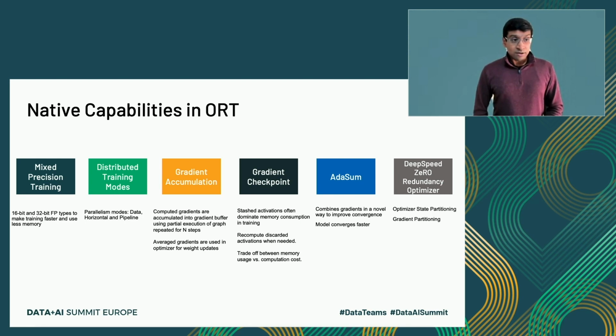The next one is on distributed training modes. To accommodate large models and data sizes, parallelism is employed. ORT supports three different types of parallelism. They are data parallelism, horizontal parallelism, and pipeline parallelism. Data parallelism is the most common, where every GPU or rank has the same model, but the data used in the batch in each rank is different. Horizontal parallelism involves maintaining the entire training graph in each node or rank, but each of them has only a subset of the weights. Lastly, pipeline parallelism.